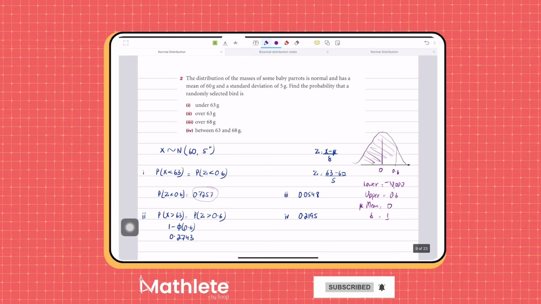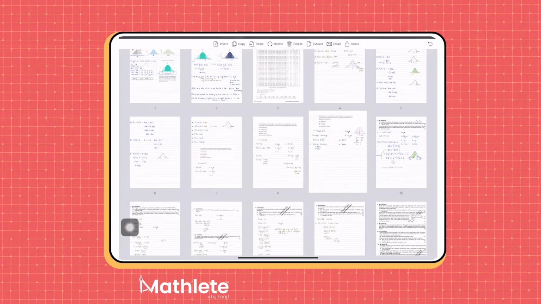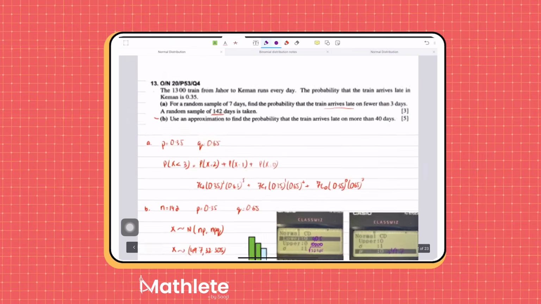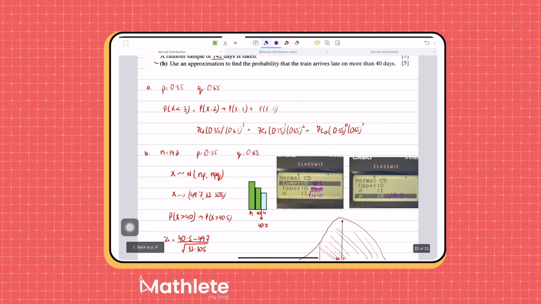I will suggest a new calculator. I'll suggest the one that I'm using, Casio ClassWiz. You can't go wrong with this calculator. This one right here. I've always suggested this calculator because it has all the features necessary.